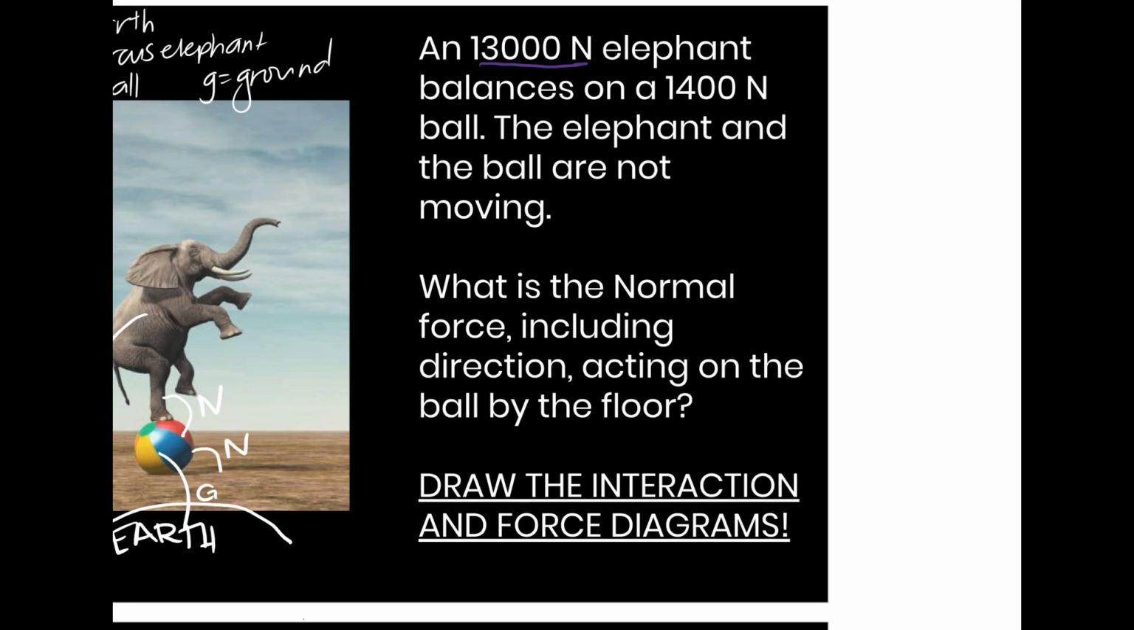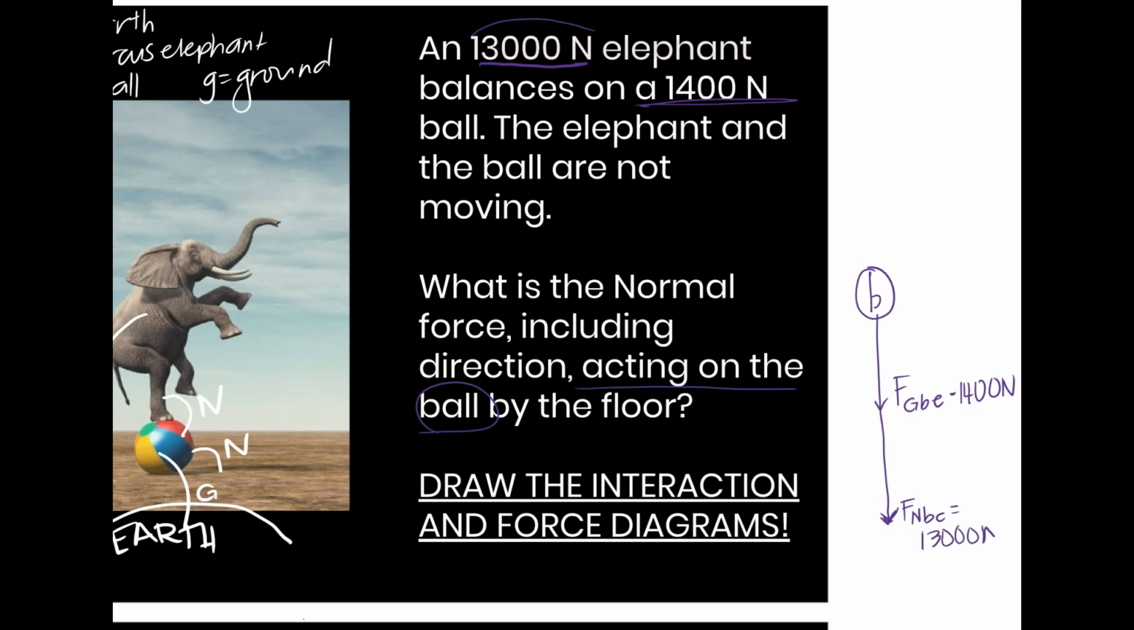Okay, so it's acting on the ball, so force diagram for the ball. We have our B, we have the force of gravity on the ball from the earth. Now this 13,000, so this 13,000 right here is for the elephant. The ball itself weighs 1,400. So the ball is 1,400 newtons. And the elephant has a downward force on the ball. So elephant is pushing the ball down at 13,000 newtons.